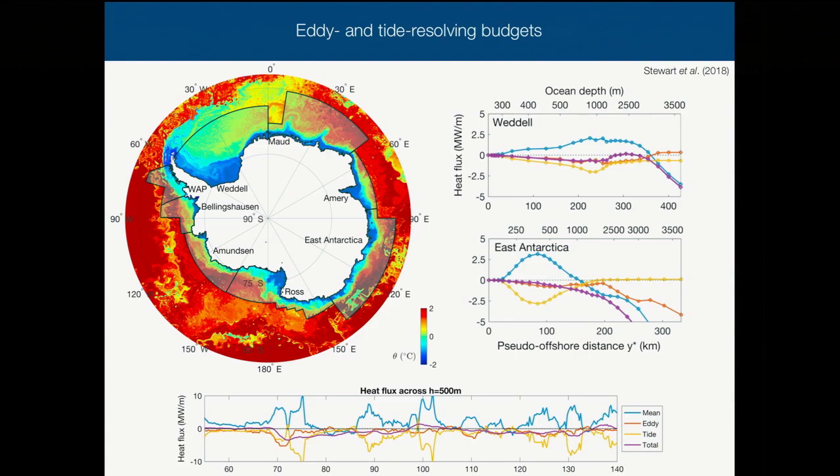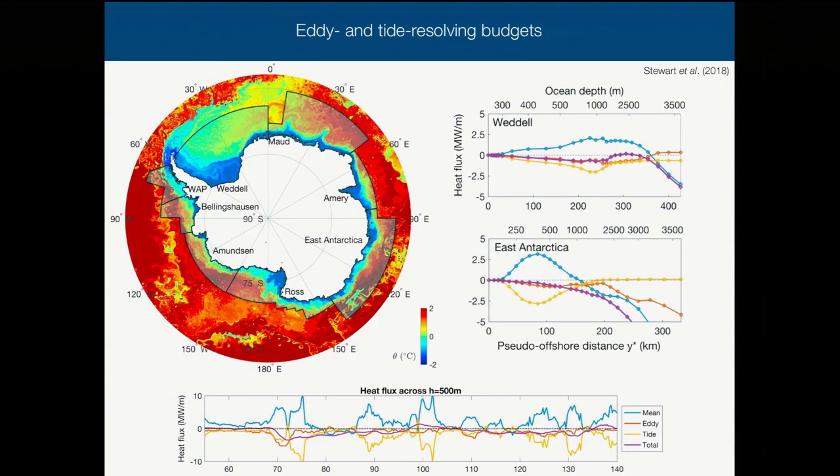The thing I haven't talked very much about is tides. And so the other thing that this very high resolution model includes is tides. And so I just very quickly wanted to point out what you're seeing in these pictures here is, once again, sort of a similar picture. This is the heat flux onto the shelf. This is distance offshore. These different colors are the mean transport, the eddy transport, and then importantly in the yellow is the tidal transport. And this color here in the purple is the sum of all of them.